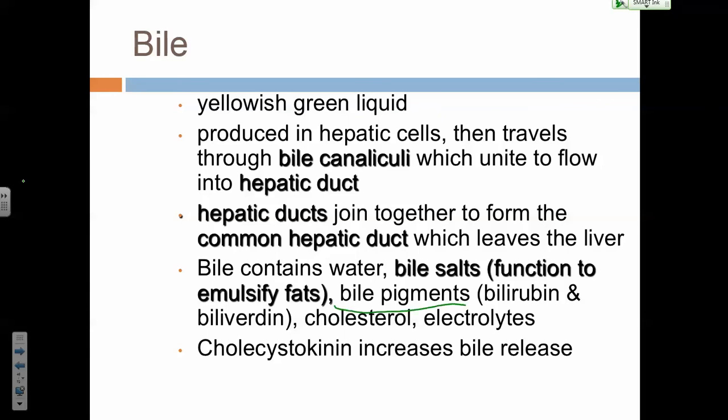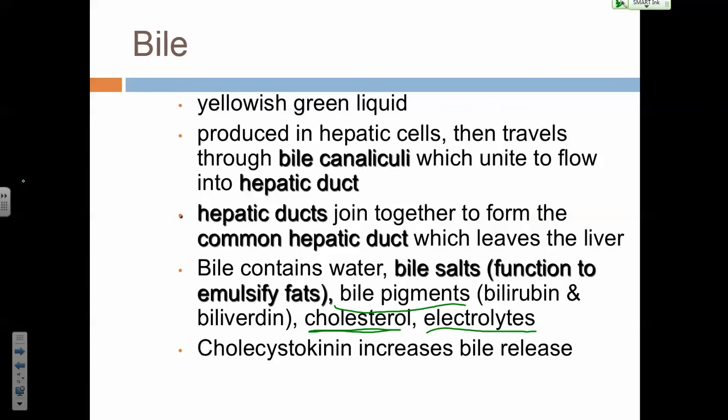Of course, there's water in it. There's various electrolytes that you may have had in excess. Cholesterol. The liver is a wonderful organ to pull excess cholesterol from your blood. If you happen to eat liver, you're getting a lot of cholesterol. It's stored in the liver too. But it can be removed. So it can be a component of bile.